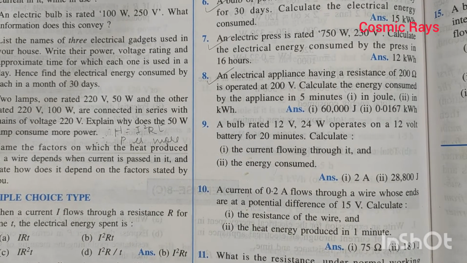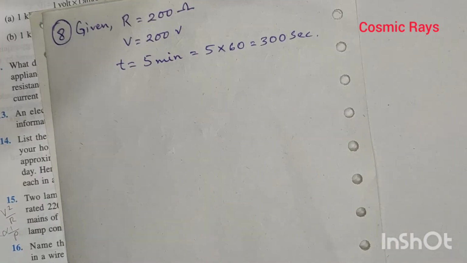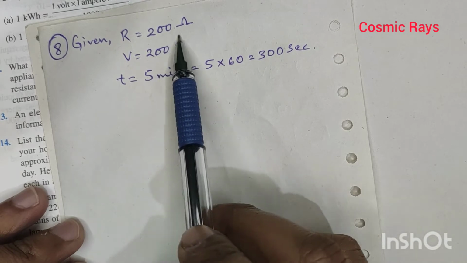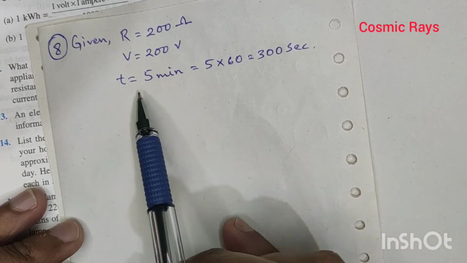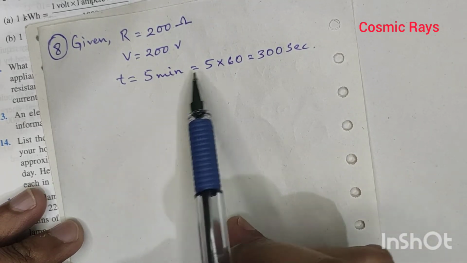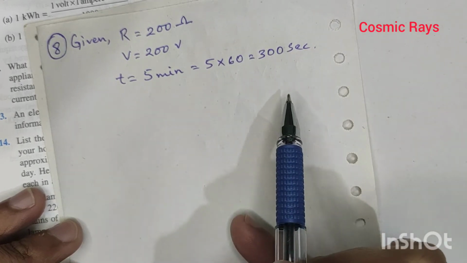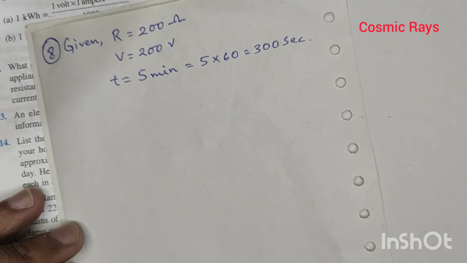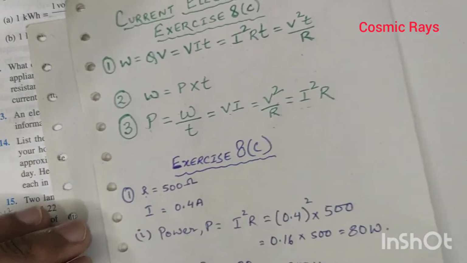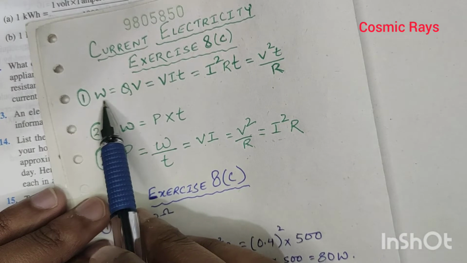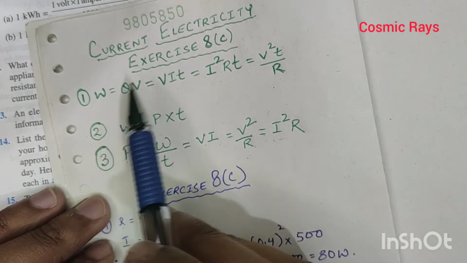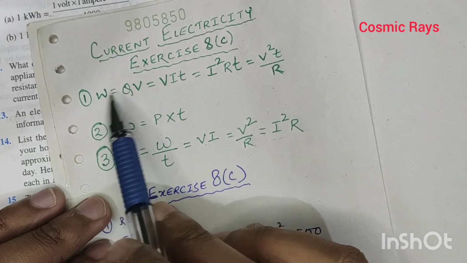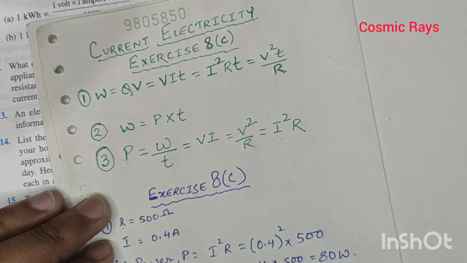So let's write the given things here. So here we have written the given things. The resistance given is 200 ohms, voltage is 200 volts, and time is given in minutes. We have converted it into seconds by multiplying it with 60. We have to calculate the energy, and energy is nothing but the work done. So here we have been provided with voltage, time and resistance. So we will be using this formula. W is equal to V square T upon R.